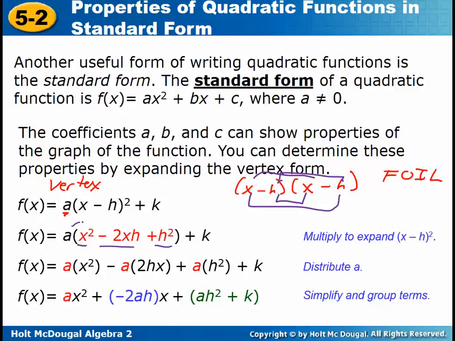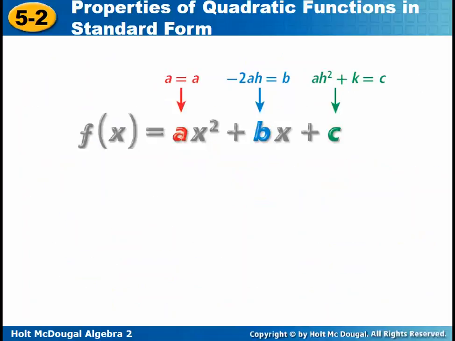Then they multiplied each of these terms by a with the distributive property, and then you have to add k to the end. So they got ax squared minus a times 2hx plus ah squared plus k. Then they did a little bit of grouping and rewrote a couple things. And you might be wondering, why did they do all this?